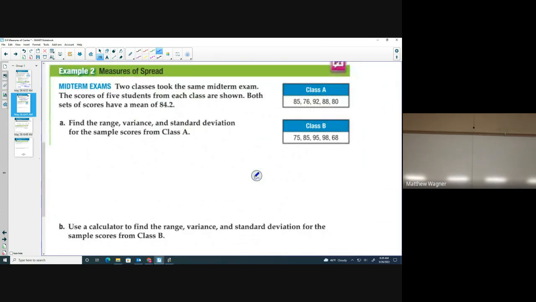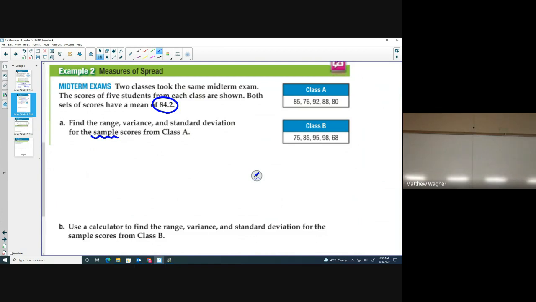So let's dive right into things. Find the range, variance, and standard deviation of the sample scores. We'll actually be able to see on our calculator how to do this. Both sets have a mean of 84.2. So that's super important information.